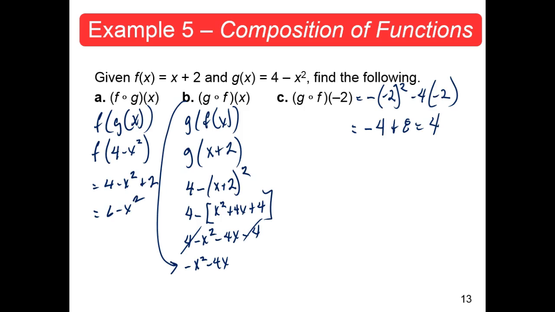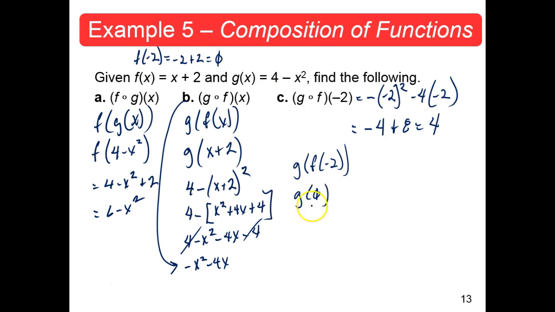Now, do you want us to try something else? You don't have to, but just to see, how is this defined? g of f of minus 2, right? So if you go up here and do f of minus 2, what would that be? Negative 2 plus 2 equals 0. Okay, so now what we have here is g of 0.